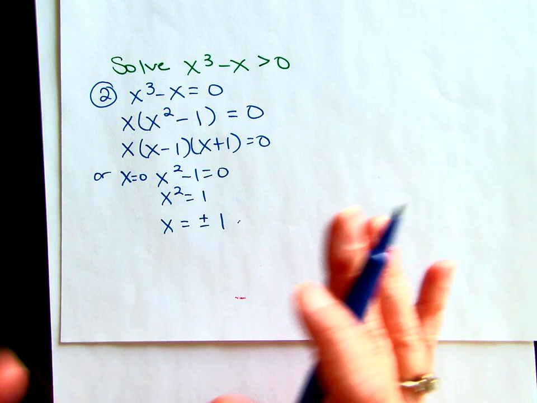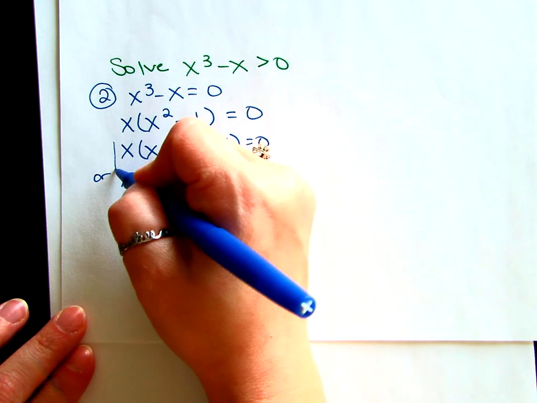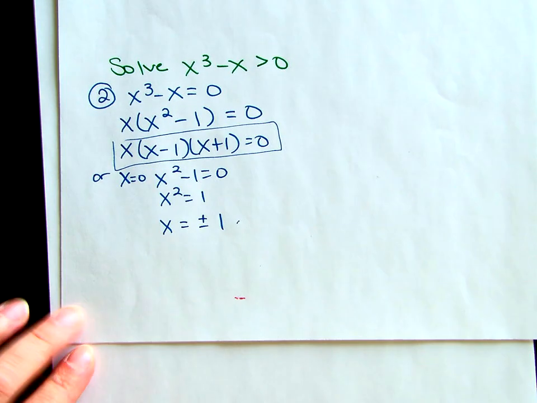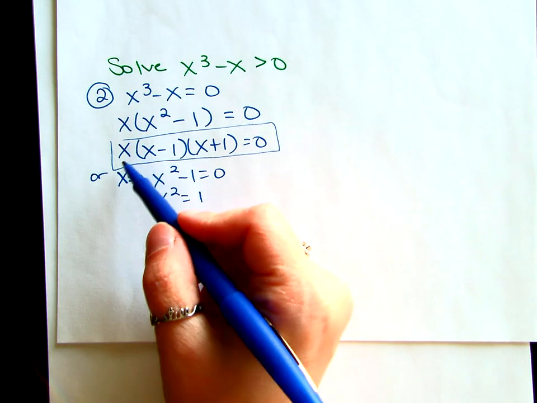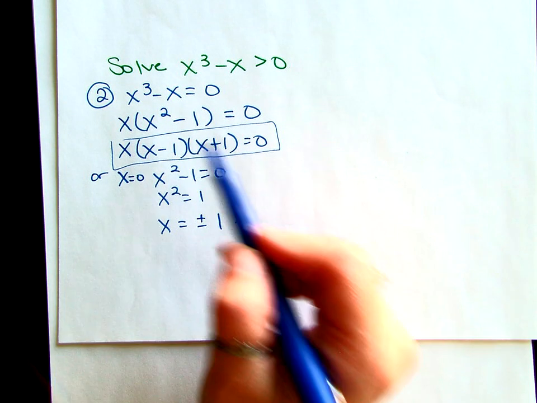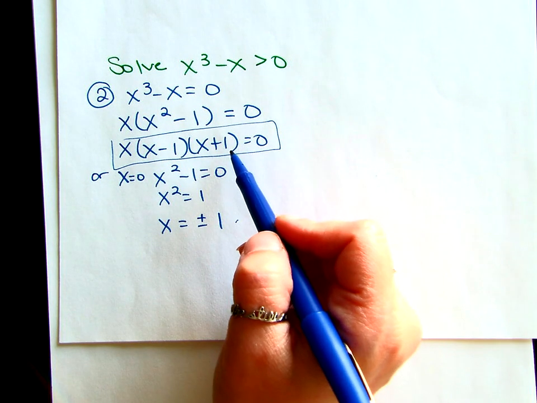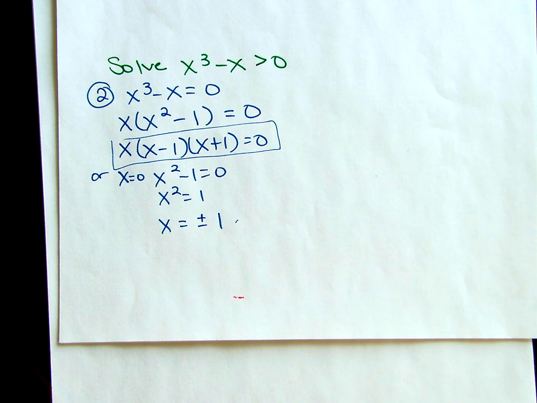So I usually go with the difference of squares method, just because I don't forget then the plus or minus, because I've factored it. But either way, this time we are finding 3 boundary points. We found 0 is a boundary point, positive 1 is a boundary point, and negative 1 is a boundary point. So we're going to have more intervals on our number line than the previous problem.